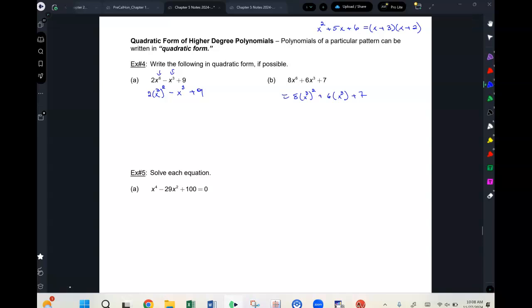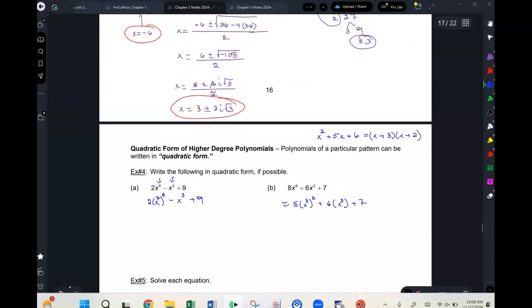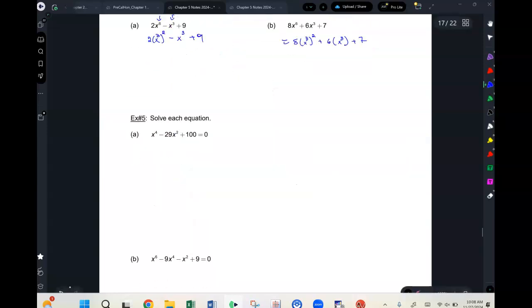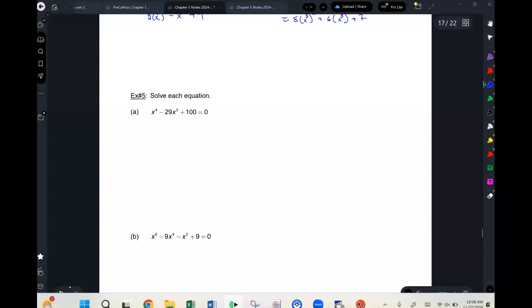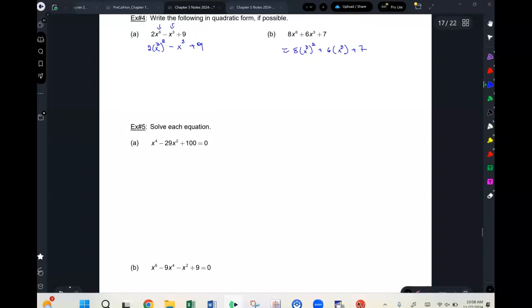Why is this called quadratic form? It's like a quadratic equation, like a quadratic polynomial. Could we technically do the x squared times x cubed instead on the outside? No, because you want something squared, so it looks quadratic. The exponent has to be squared.